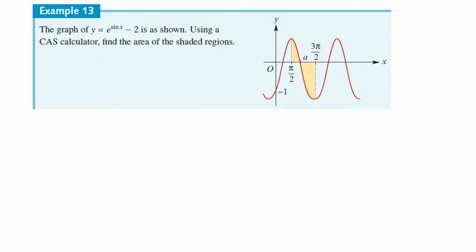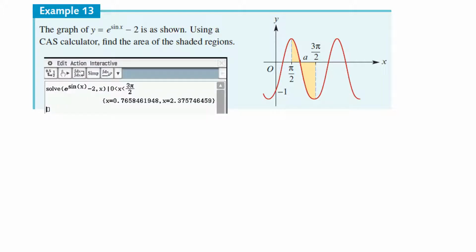How about using your CAS in this particular instance? So you've got to find, here's your graph. It's e to the sine x minus 2. Interesting looking graph. Obviously, the power oscillates between values of -1 and +1, and the graph is shifted down by 2. Okay, so you have to find the area bounded by the curve and the x-axis between pi on 2 and 3 pi on 2.